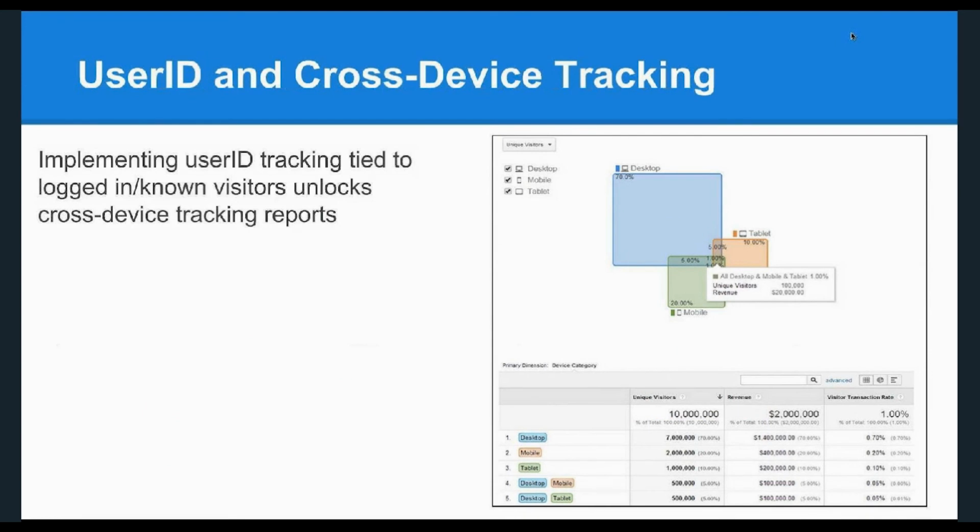And here is just another beautiful report from Google Analytics, when we implement user ID tracking, and we are able to see for authenticated users what type of devices they use and how those devices work together to generate a sale or a conversion.